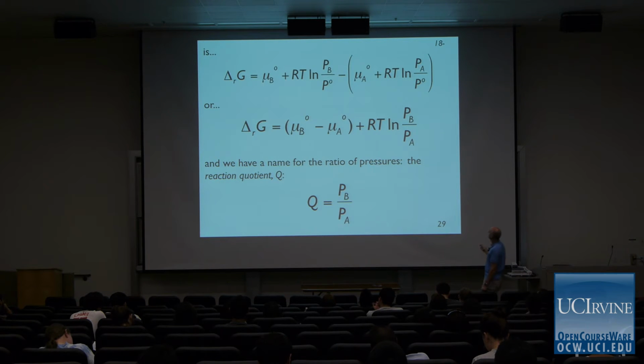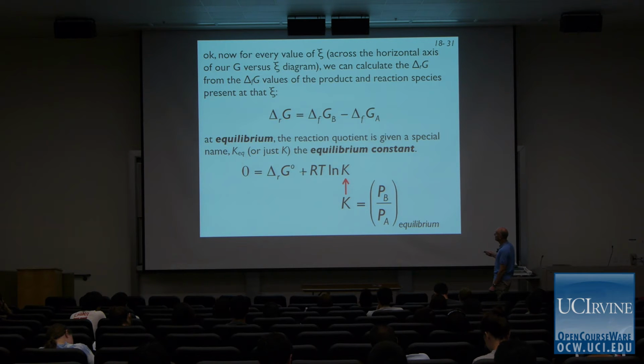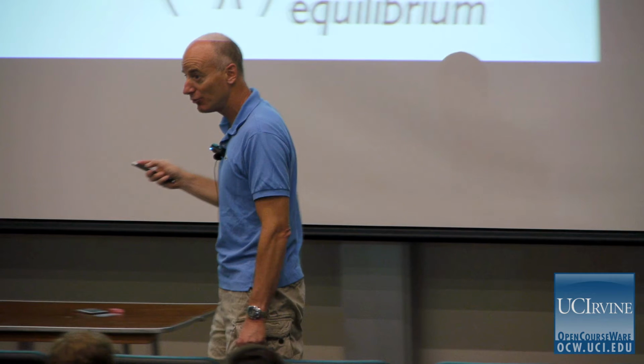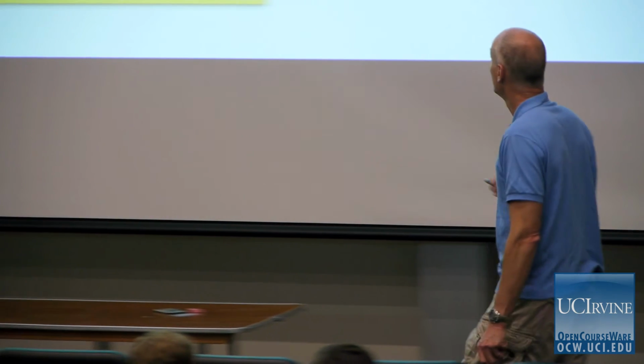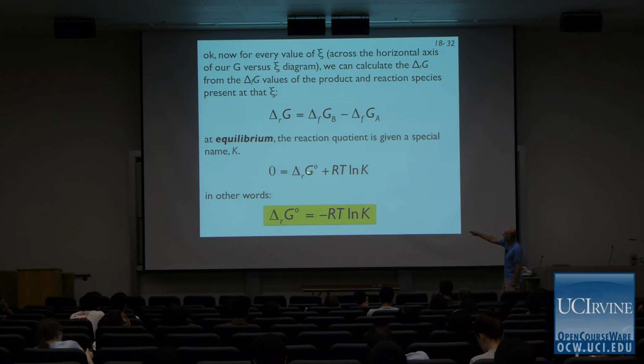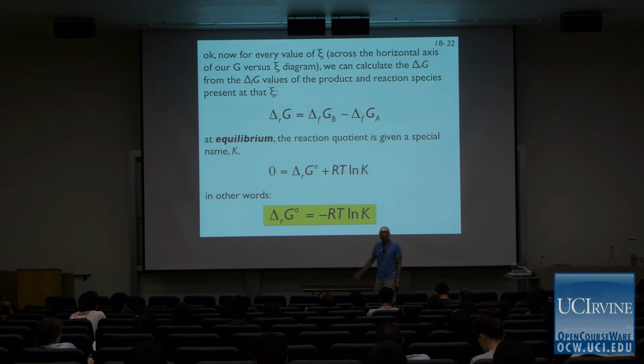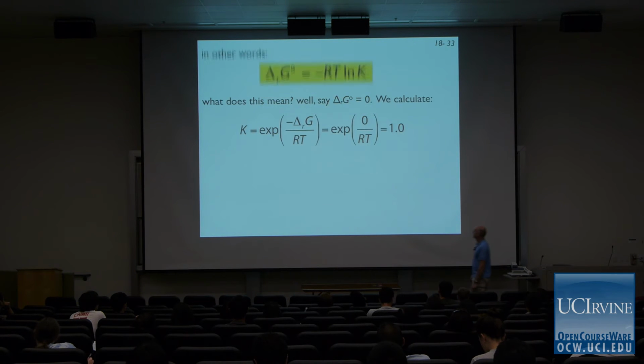Where did we call it Q? Here. That guy's equal to Q. But when this is equal to 0 and we're at equilibrium, now we're going to call it K. K only applies when you're at equilibrium. So you have to be talking about equilibrium concentrations or pressures of every reactant and product. Okay, and so that being the case, we can just move this over to the left-hand side and put a minus sign in front of it. Now we have a relationship between the standard reaction Gibbs energy and the equilibrium constant. This is an important equation.